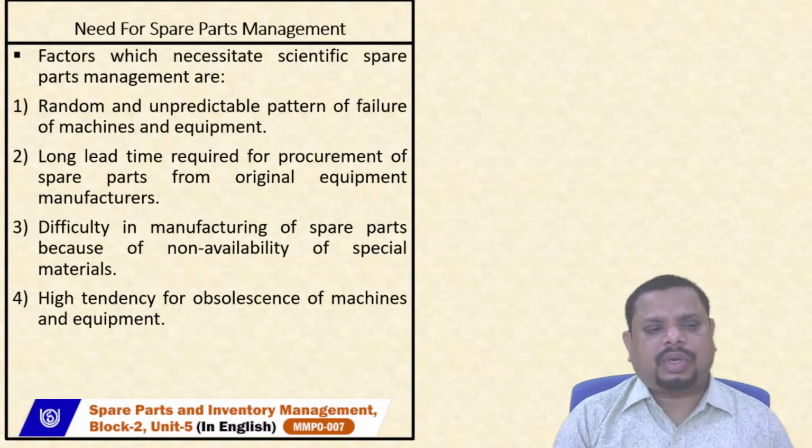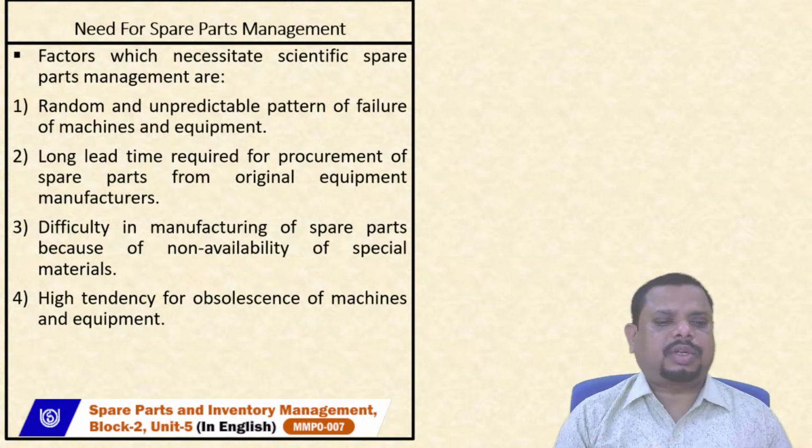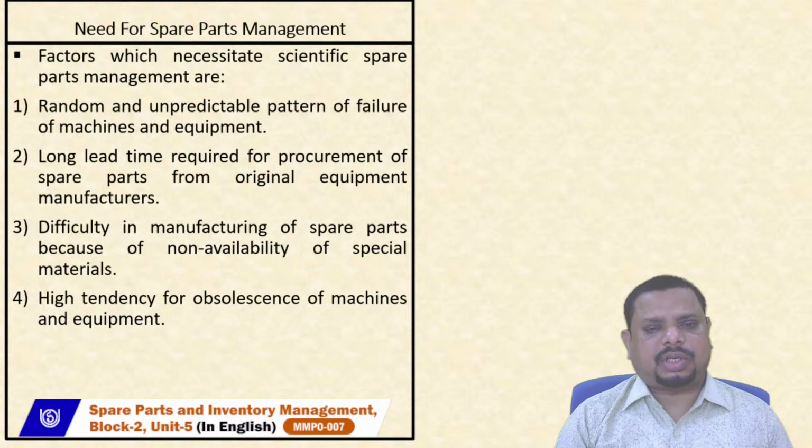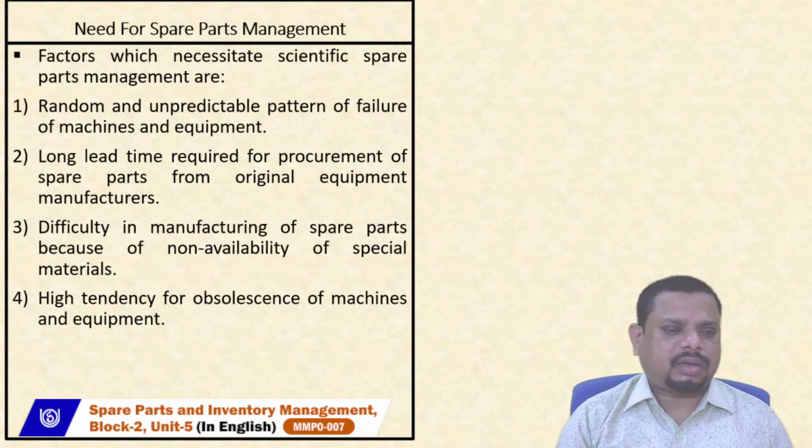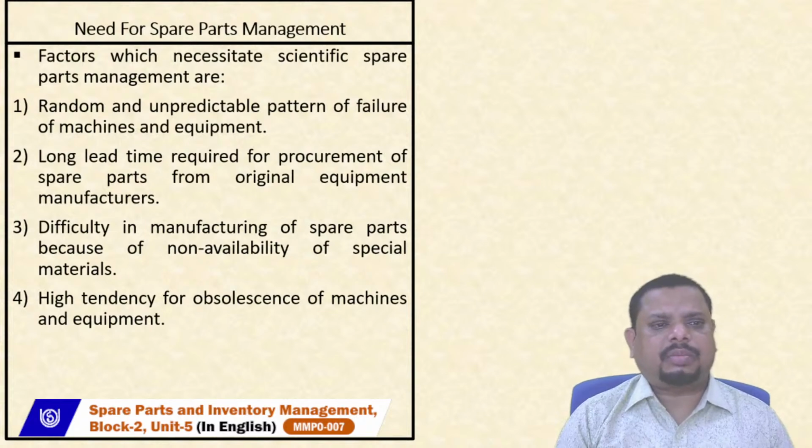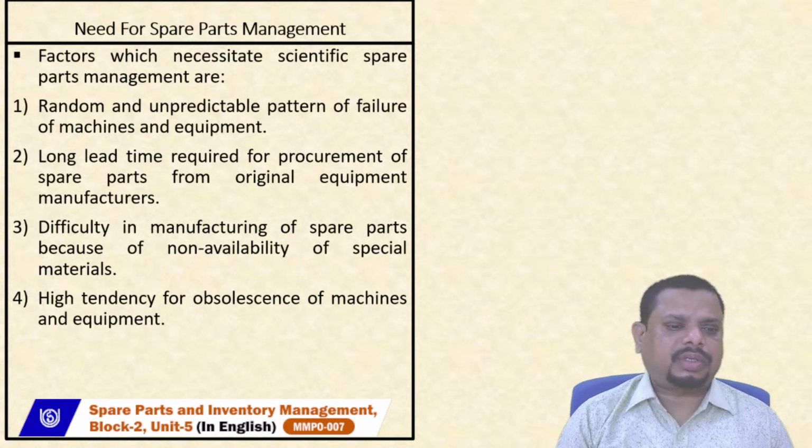The third point is that we have difficulty in manufacturing spare parts because of the non-availability of special materials. If you look at the various manufacturing industries, some use special kinds of metal like titanium. Some companies use diamond cutting tools to provide precise work, and some use highly automated machines for manufacturing complex parts. So in spare parts management, it is difficult for manufacturing organizations to manufacture spare parts because of the non-availability of special kinds of material, especially for spare parts and inventories.